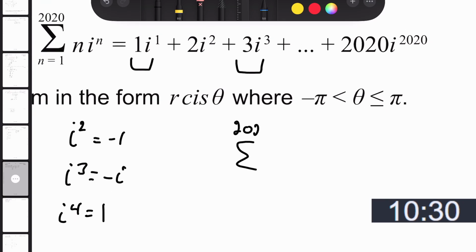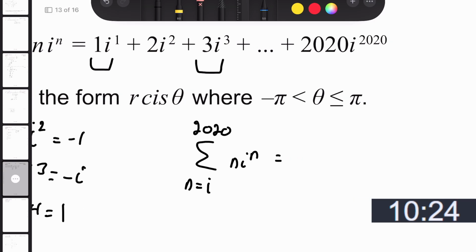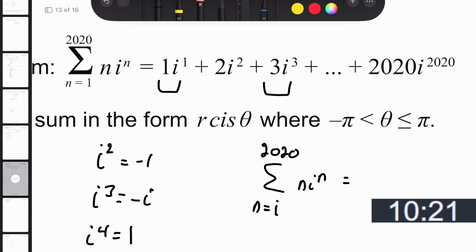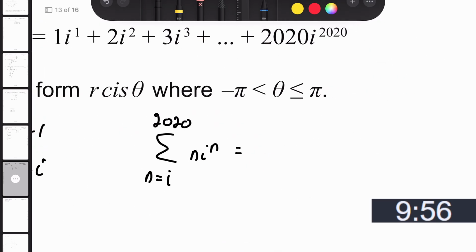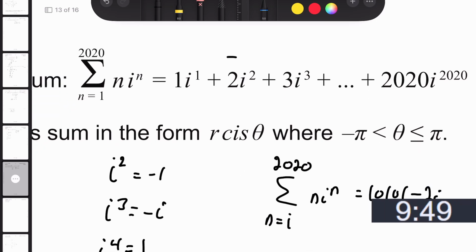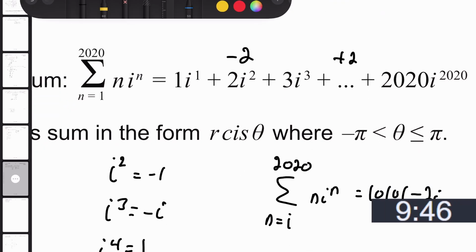So the sum of 2020 n of i to the n is equal to, so every half or every second one here, I'm adding 1 or adding i, but then I'm taking away 3i, then I'll add 5i, then I'll take minus 7i. And since there'll be 1010 of them because it happens every second, there's 1010 of these pairings, so 1010 of -2i. Then what happens with the i squared? So here I'm -2, but then I'm +4.